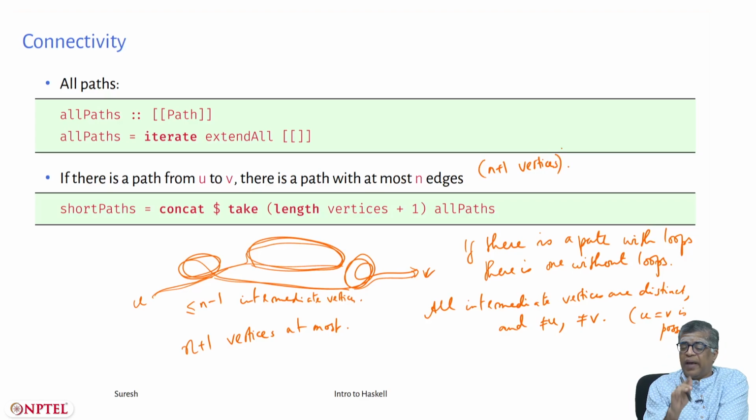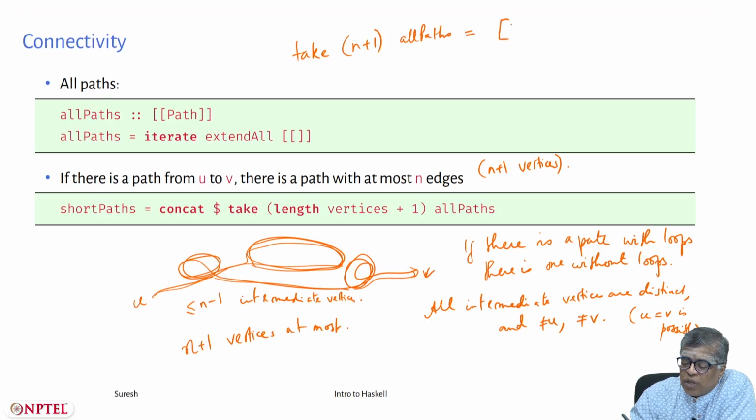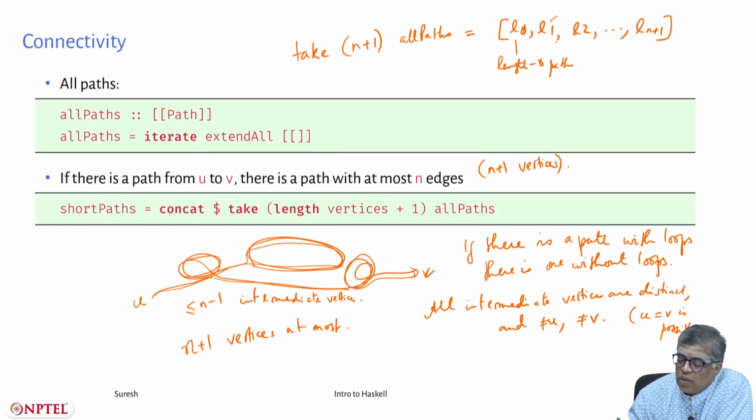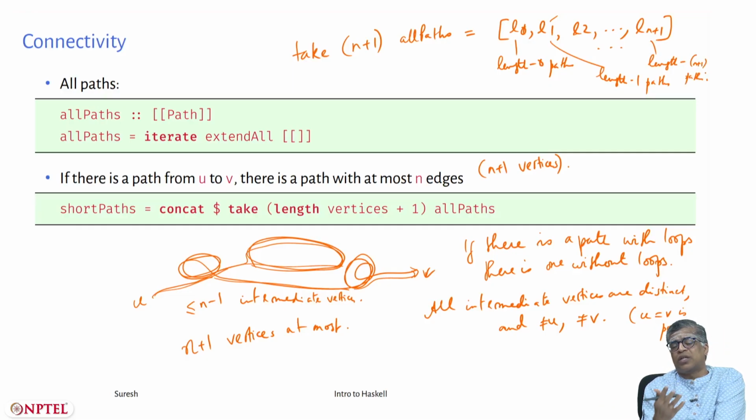So recall that if I do take n plus 1 of all paths, that will produce a list consisting of the lists, list 0, list 1, list 2, and so on, where n is the number of vertices. So you do length of vertices plus 1 and you take that.